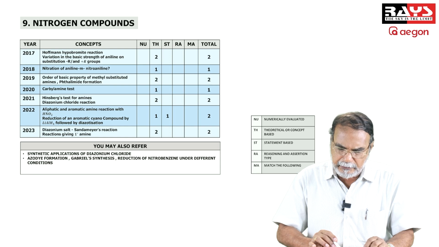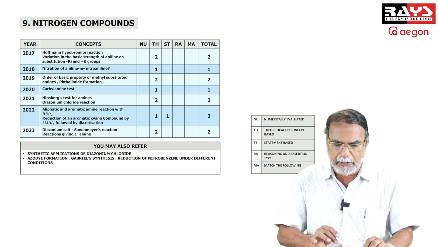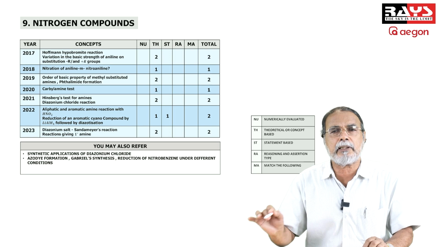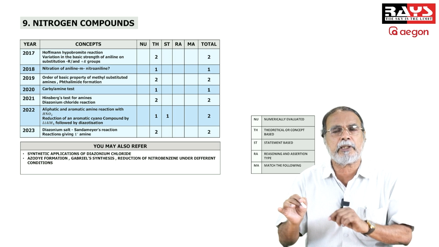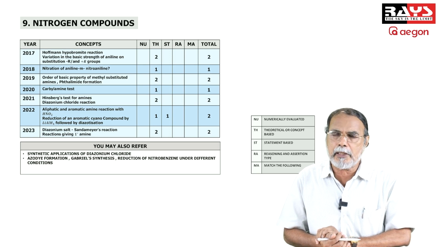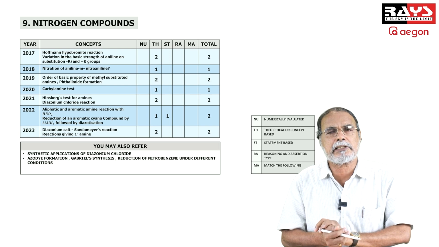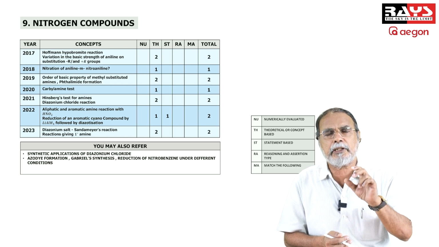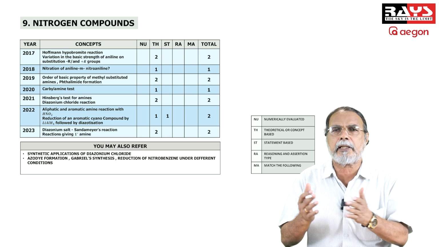And in 2018, there was a question on the nitration of aniline to metanitroaniline. Why does nitration of aniline give metanitroaniline? In spite of the fact that the amino group is an ortho-para directing group, you are getting a sufficient amount of metanitroaniline. Why? Because aniline, in the presence of the nitrating mixture, a strongly acidic medium, the amino group is getting protonated, and what is formed is an anilinium ion, and the NH3 plus is actually a meta-directing group.